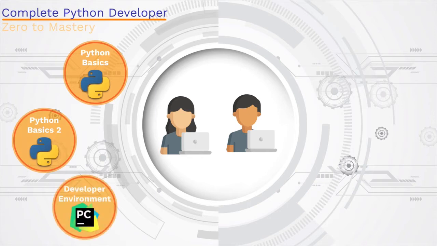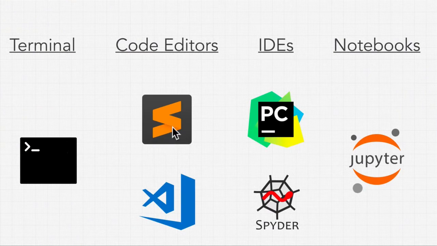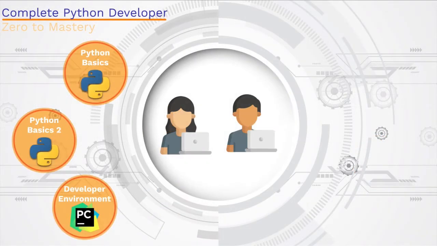Next, we talk about a professional Python developer environment. We teach you how to use the terminal and the command line, about using code editors like Sublime Text and Visual Studio Code. We talk about using PyCharm, a fully integrated IDE for Python developers, and also how to use Jupyter notebooks, because we're going to use these notebooks later on in the course to do something really exciting. Hint, hint, it's machine learning.